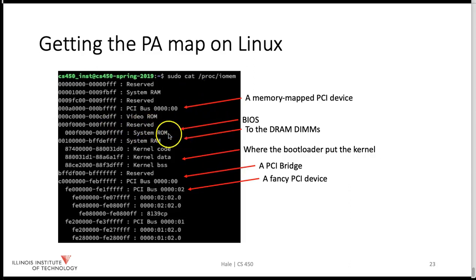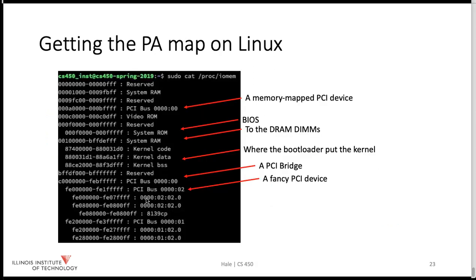So here's our BIOS. It's mapped at F0000. This system RAM region, this actually goes to your DRAM chips, right? It goes to the DIMMs plugged into your motherboard. This region right here, this is where the kernel lives, right? The kernel's code and data. And we have some other things here too, like a PCI bridge, fancy PCI device, right? It's got different things under it. We'll see later on in the course what these actually mean. So don't worry about them for now.